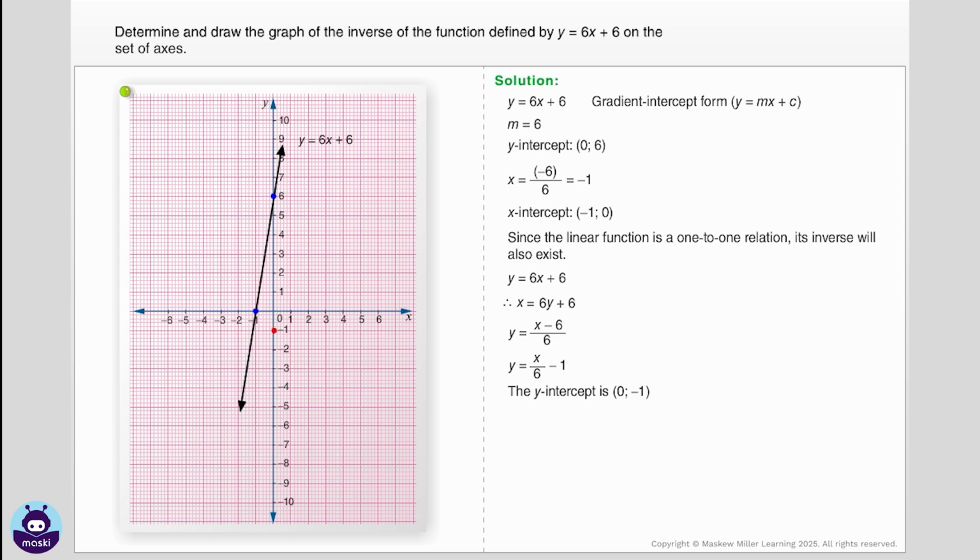The y-intercept is (0, -1). To draw this graph, we determine the x-intercept by letting y equal 0. x-intercept (6, 0). We can draw the graph of the inverse of the function on the same set of axes.